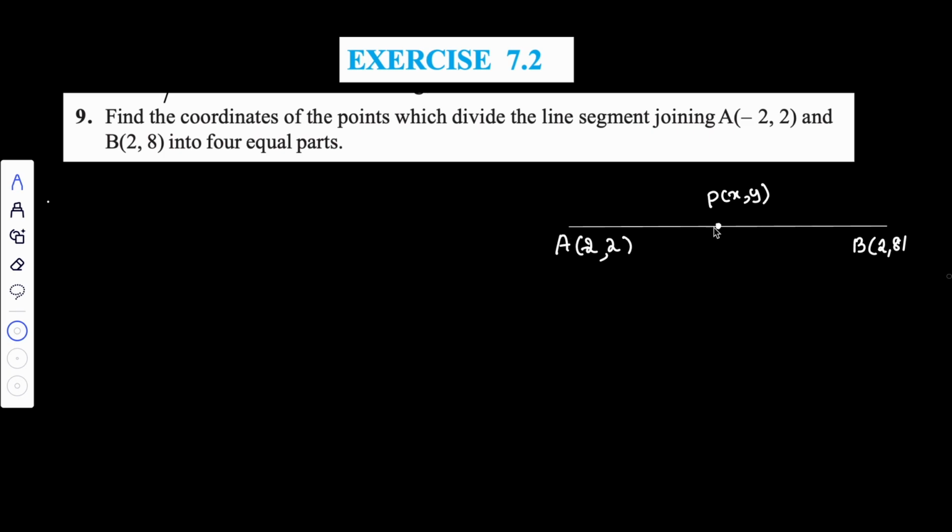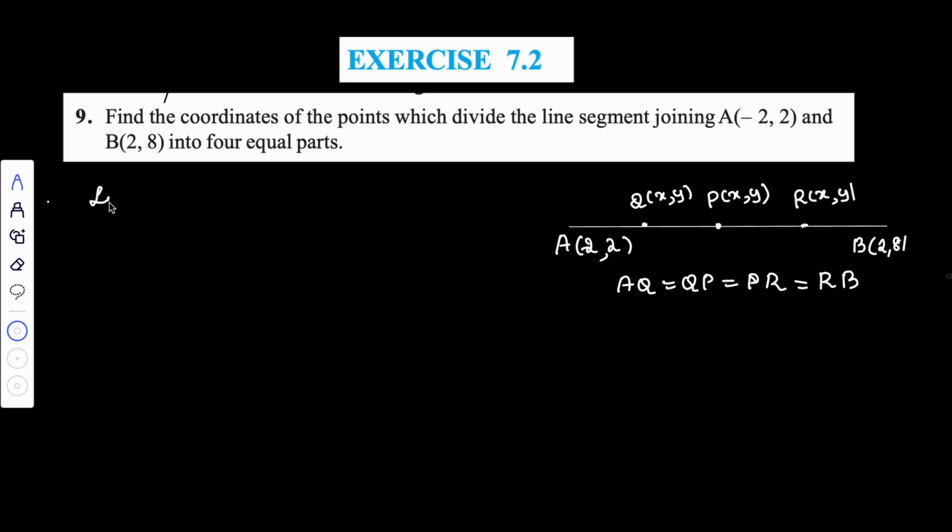Again I'll take the midpoint of AP as Q(x, y) and the midpoint of PB as R(x, y). Now here AQ is equal to QP is equal to PR is equal to RB. That means this line segment is divided into 4 equal parts and we want to find out all the coordinates of this. Now first of all we'll find out what is P(x, y).